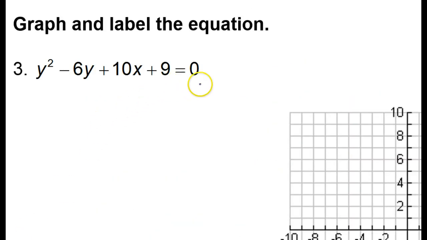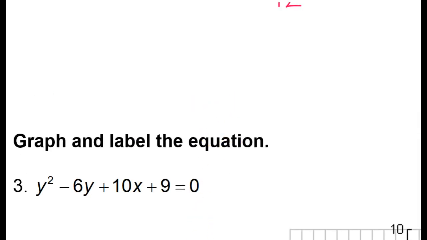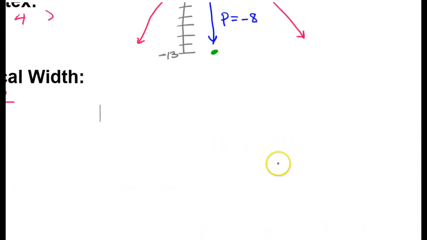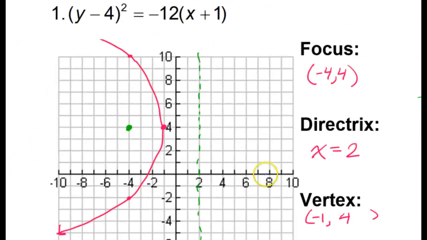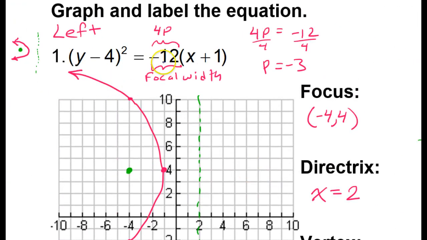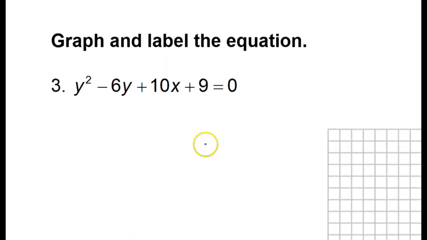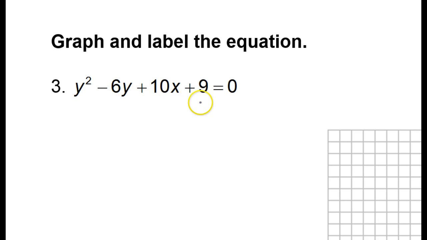Alright, number 3 is the last problem in our mini review. We need to take this general form and transform it into standard form, similar to the equation that we wrote right here, and similar to the equation that we were given in problem number 1. Notice the parentheses that we have. In order to generate these parentheses, we're going to complete the square and factor. So, pay attention to which variable is squared.